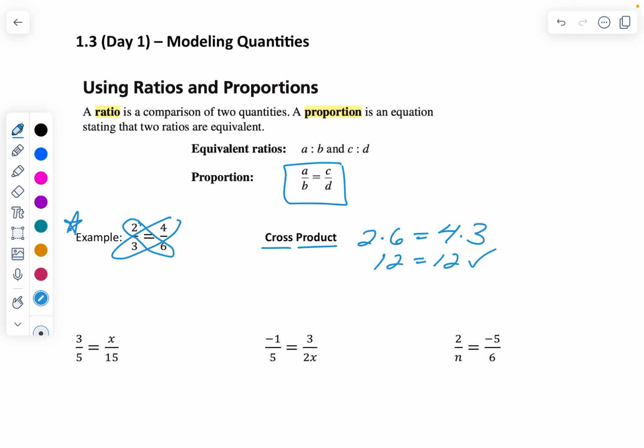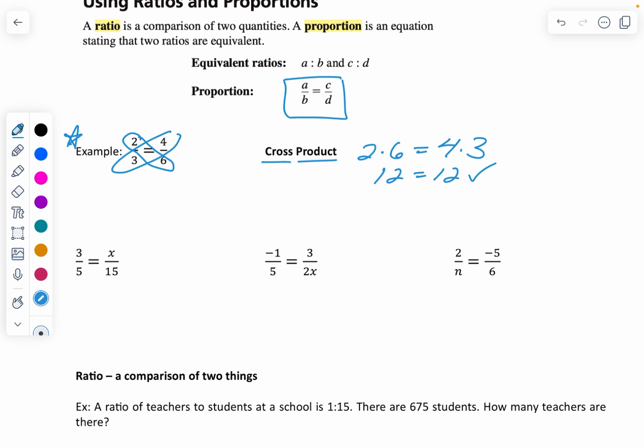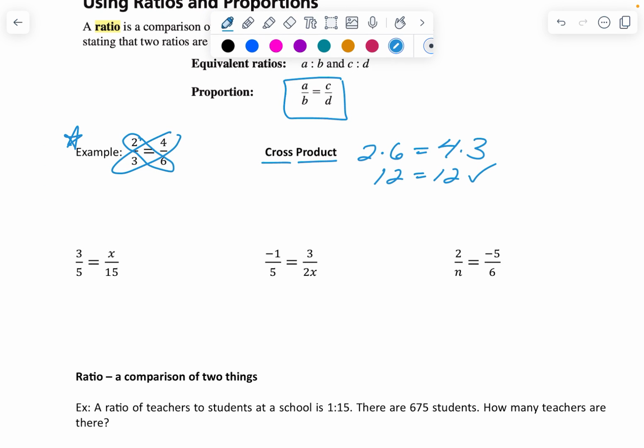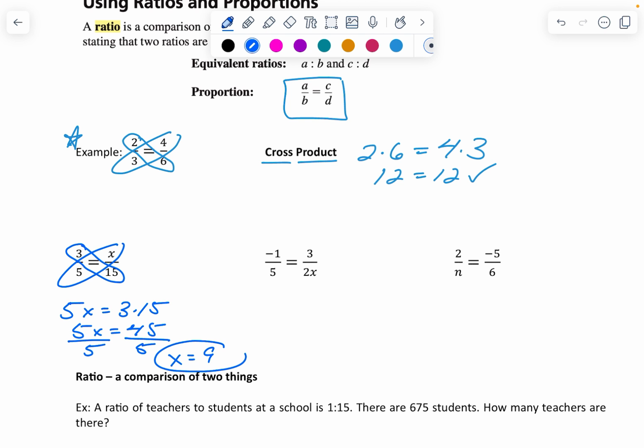And we can use that property to help us solve for missing pieces. For example, in our first problem here, we have 3/5 equals how many 15ths? Well, we can do that cross product. So we can say 5 times x is equal to 3 times 15. Or in other words, 5x equals 45. And then when we divide both sides by 5, we get x equals 9.